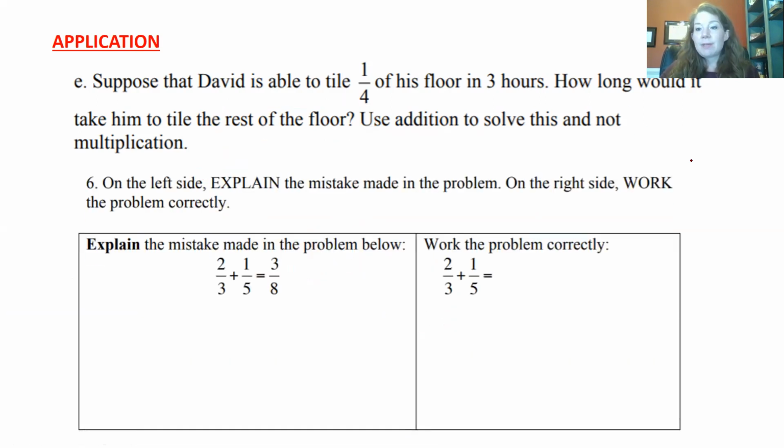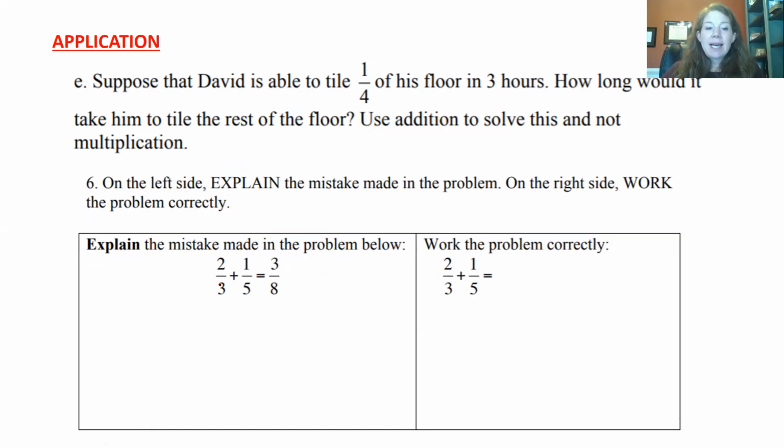All right, so I keep getting in the way over here. On the left side, explain the mistake made in the problem. On the right side, work the problem correctly. All right, so let's see what happened right here. Can you guys see why this is wrong? This is the wrong answer.